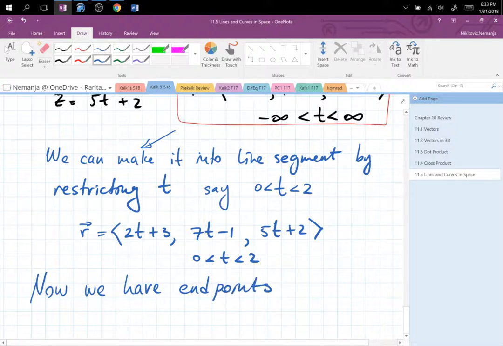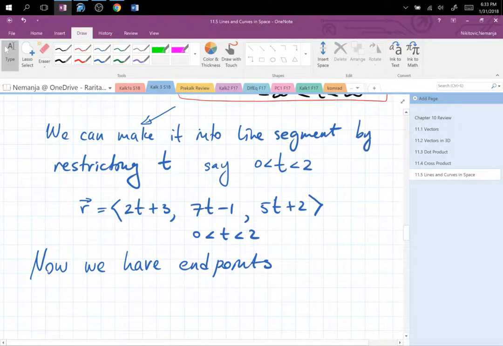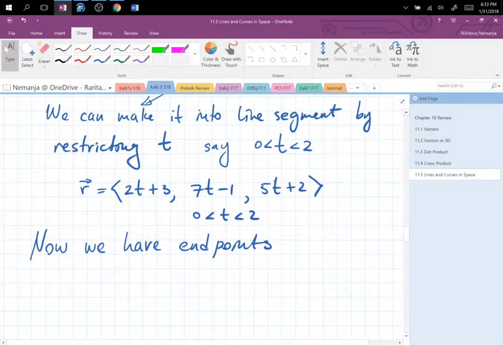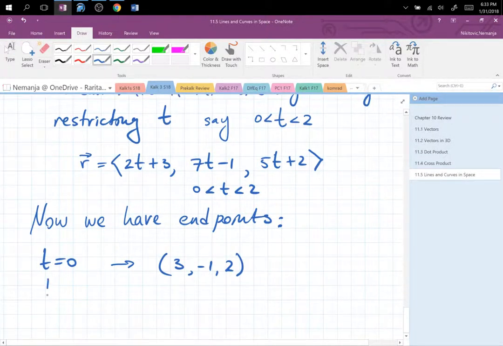And you can calculate those endpoints easily by plugging in 0 and plugging in 2. So endpoints, I'll put the 2 dots. So t equals 0 is going to give us the initial point 3, negative 1, and 2. And then the endpoint on the other side is going to be when you plug in 2. So that's a 4, it's a 7, and it's a 14, it's a 13, and then it's a 10 and 12.